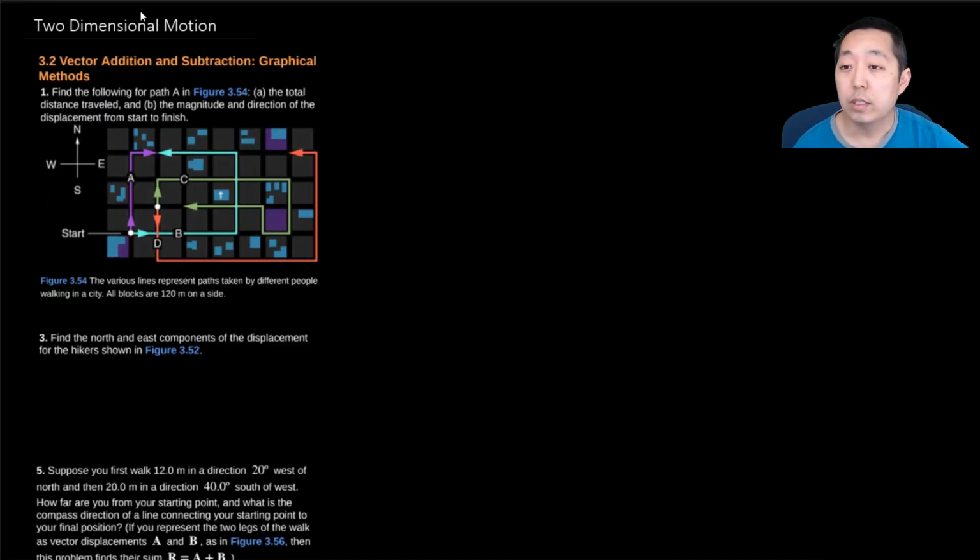So now we're going to get into two-dimensional motion in these problems here. And we're going to start off with vector addition just in general. So number one, find the following path for A in this figure. All right. The total distance traveled and the magnitude and direction of displacement from start to finish.